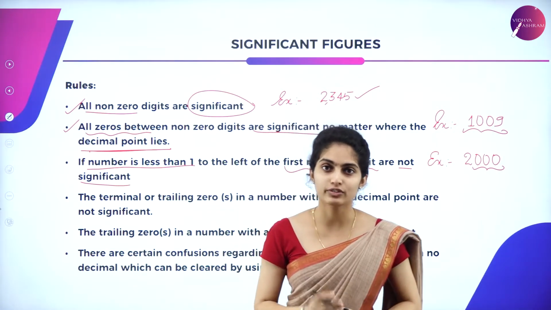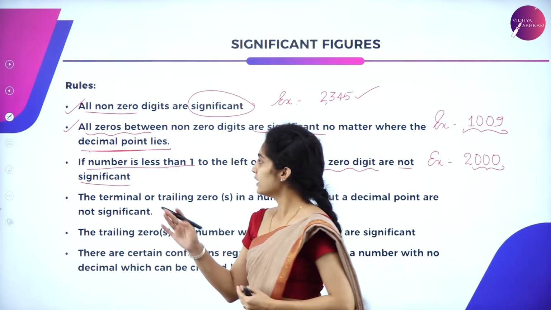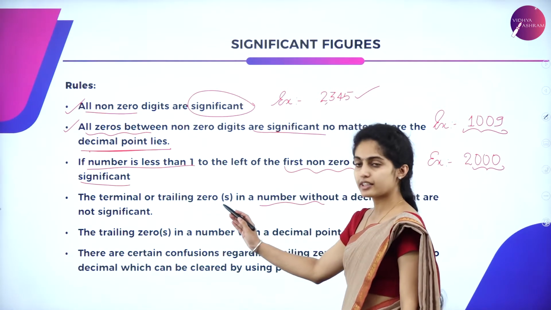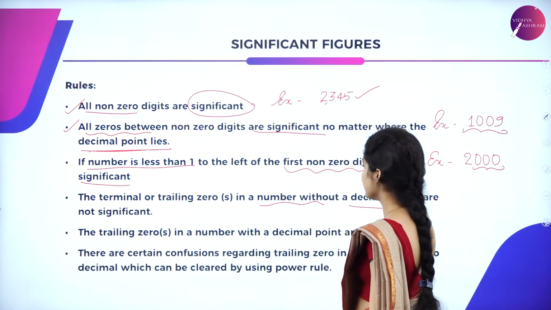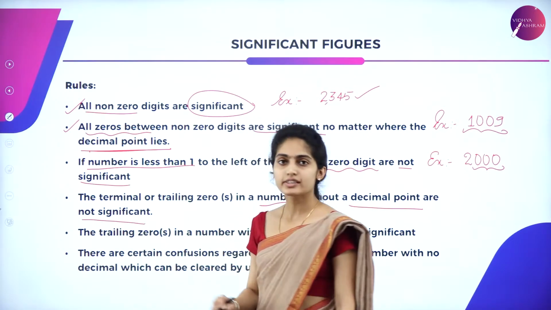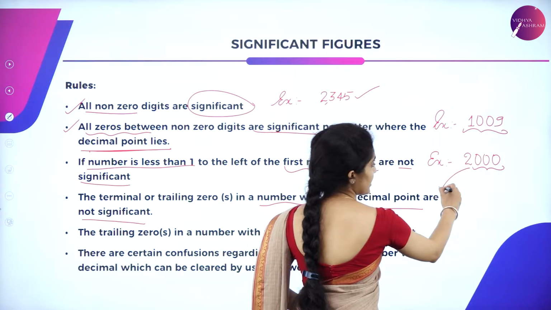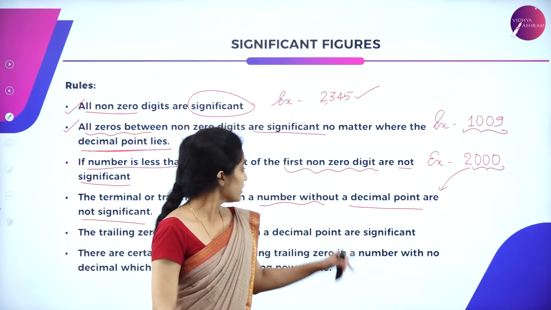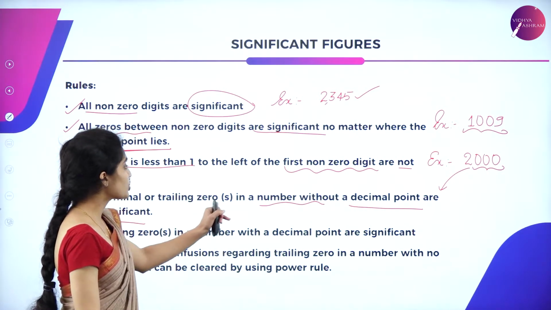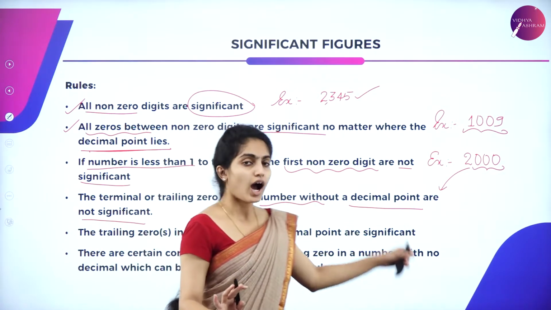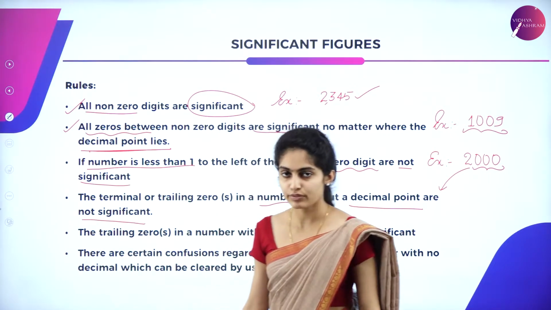I hope you're clear with all 3 rules. Let us go to the next rule, that is, the terminal or trailing zeros in a number without a decimal point are not significant. The ending zeros, that is the same as this rule. So, the terminal or trailing zeros in a number without a decimal are not significant.